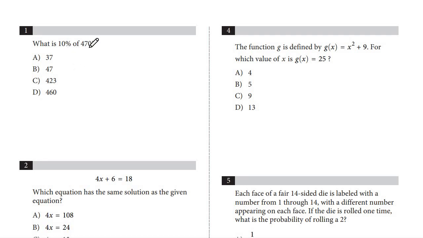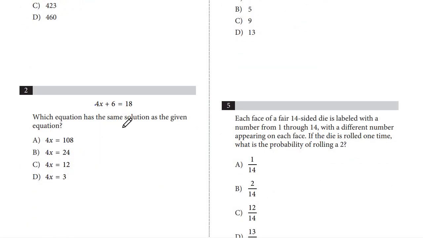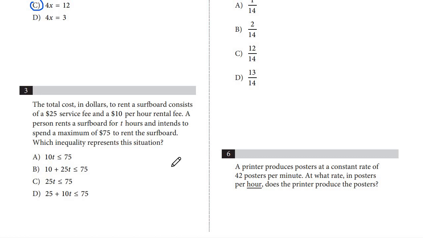So 10% of 470, that just means you move the decimal point 1 over to the left, and 47 is your answer, straight up. Number 2, let me scroll down. Which equation has the same solution? Well, as you know, when you solve equations, you do reverse PEMDAS. So you subtract 6 on both sides, that gives you that equation. And that's already option C, and you're done. So nothing to this. Of course, you want to answer the first questions faster so you have more time for the more difficult questions later on.